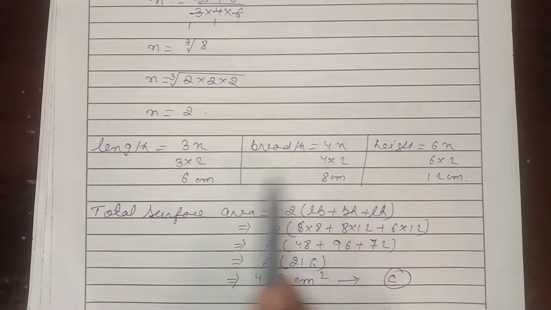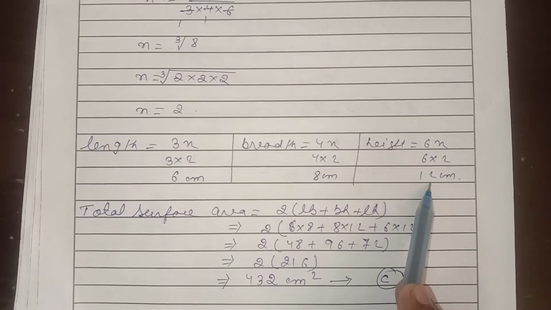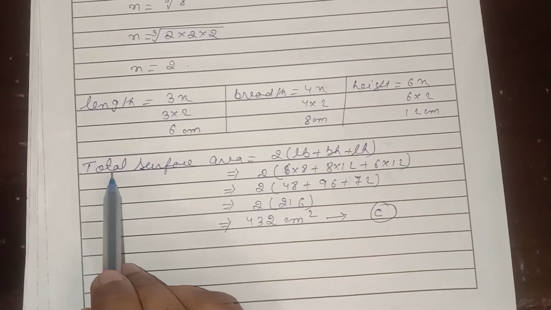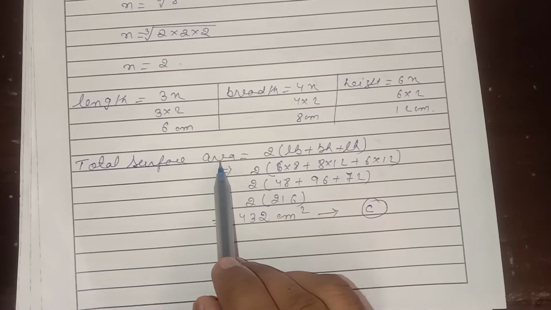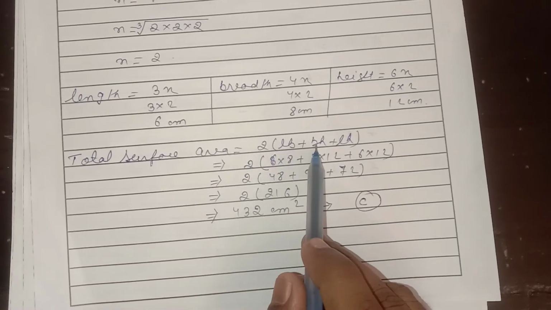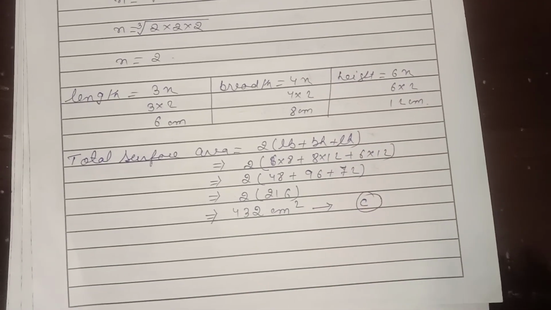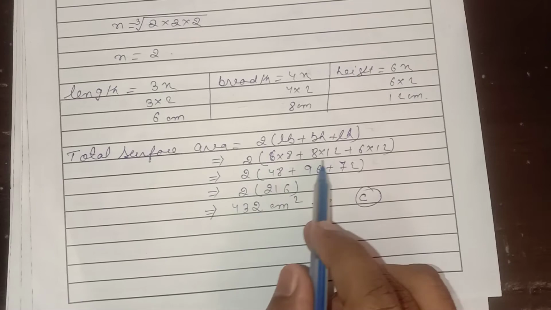Length, breadth and height are 6, 8 and 12. Actually we have to find the total surface area of a cuboid, twice length breadth plus breadth height plus length height. Put all the values and you will get your answer.